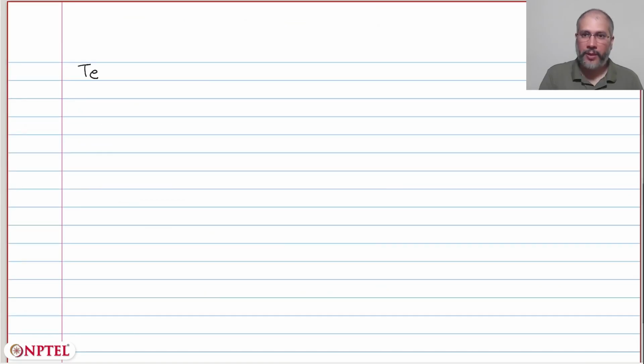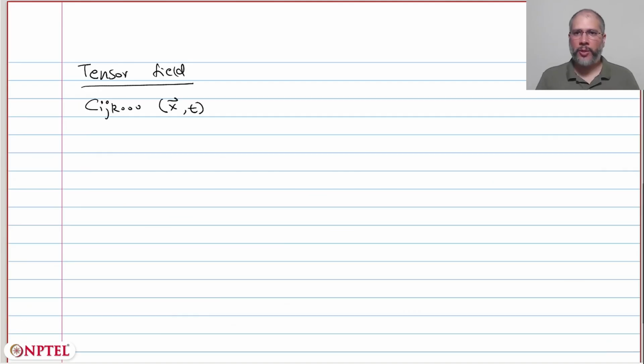So first, we will have to define the idea of tensor field. We have talked about it in the past, but we'll discuss it again because we'll be requiring to use this idea in today's lecture. So let us say C is an nth order tensor, which is a function of spatial coordinates x, vector, and t.